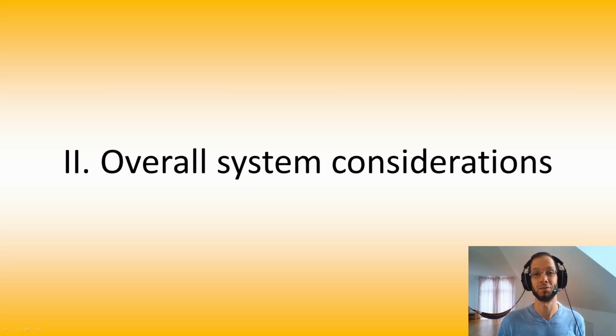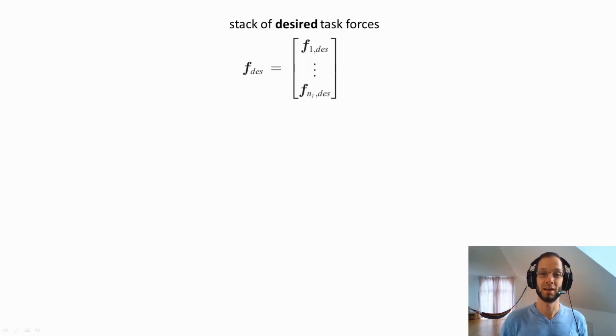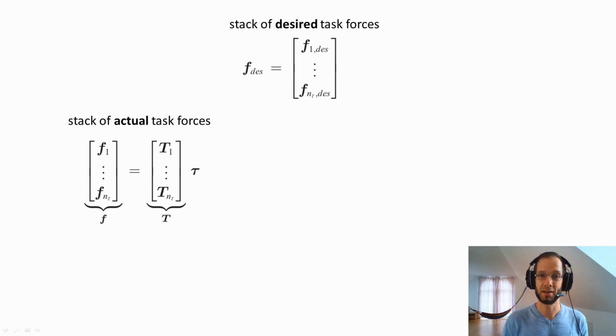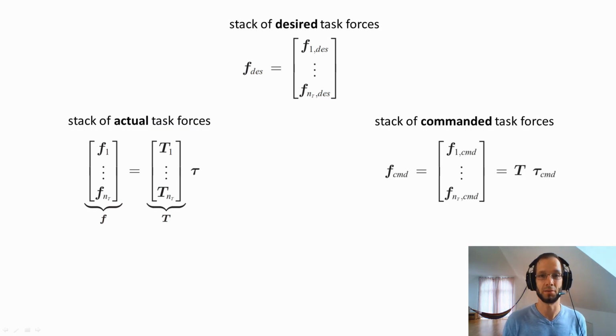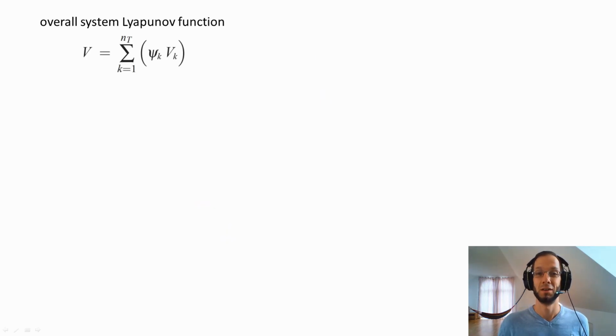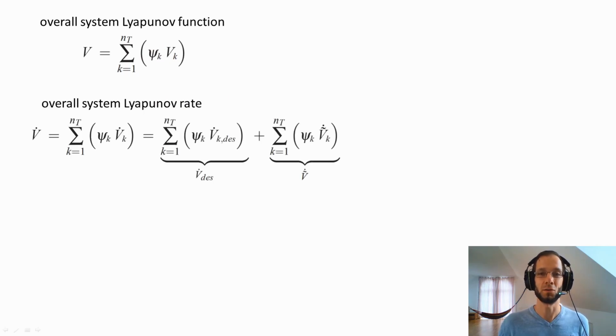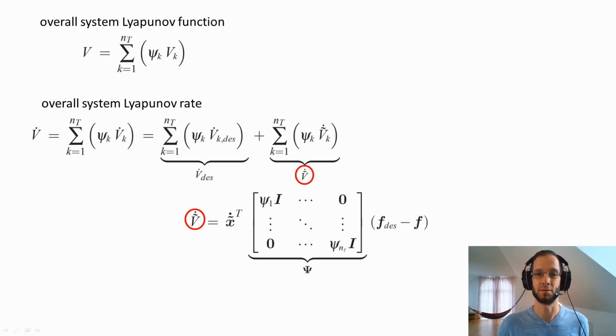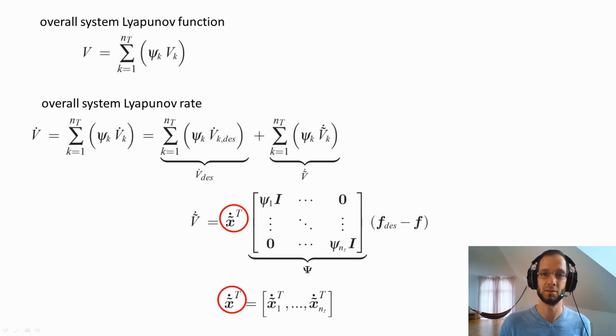Now, let's consider the overall system. We stack all desired task forces, actual task forces, and commanded task forces together. Note that it is important for our analysis to distinguish the two. The overall system Lyapunov function is now the sum of all task Lyapunov functions, multiplied by scalar task weights psi k. Differentiating, we find the overall system Lyapunov rate V dot. Here, the term V dot tilde is a function of the stacked task velocity errors, the diagonal matrix of task weighting scalars, and of the task force error.